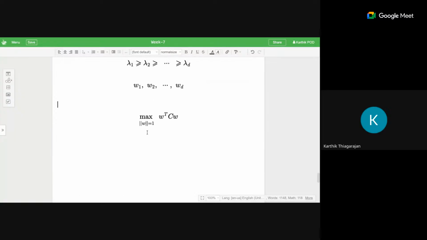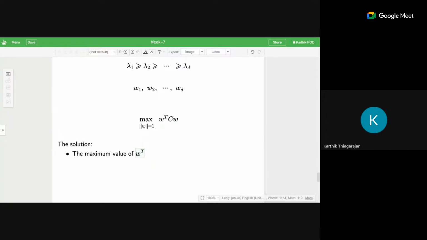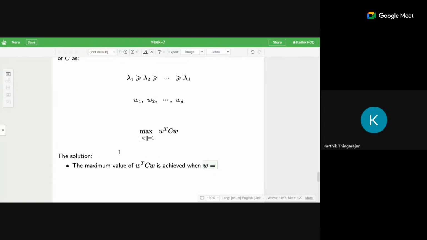So you want to maximize this. Now I'm going to claim the following. We can also prove this, but I don't know how many of you are going to be interested in that. We have time, but I don't know. So let me just state the solution. The maximum value of W transpose CW is achieved when W is equal to the eigenvector corresponding to the largest eigenvalue of C, when W equal to W1, that is. Okay, so this is the solution.